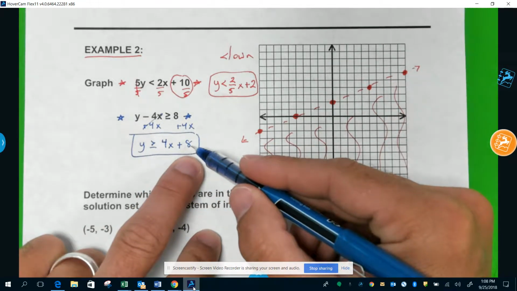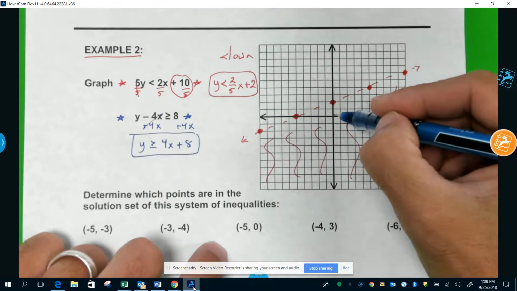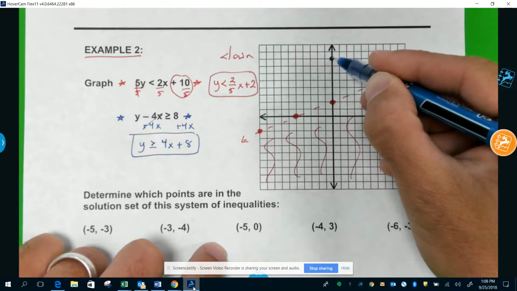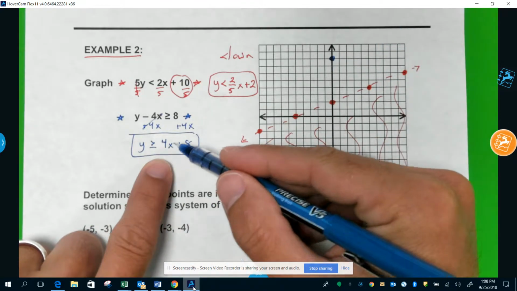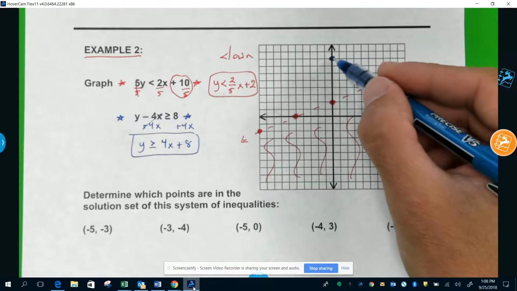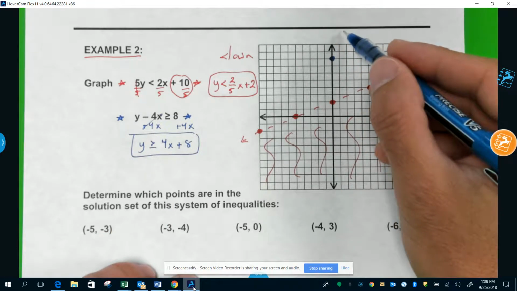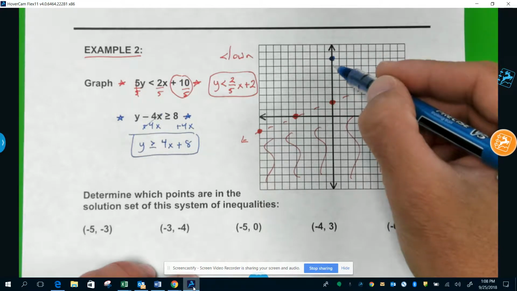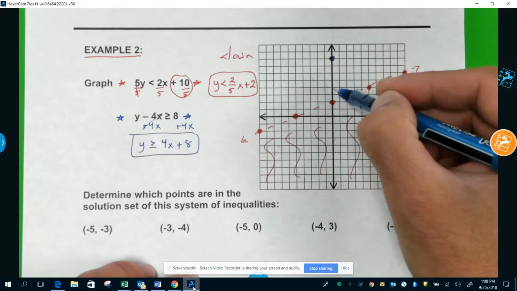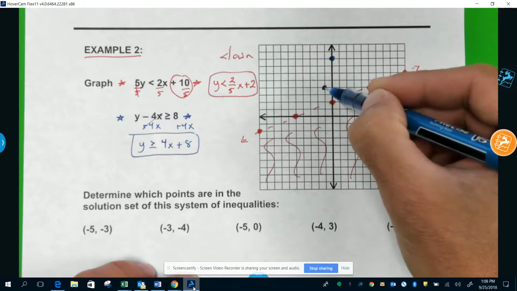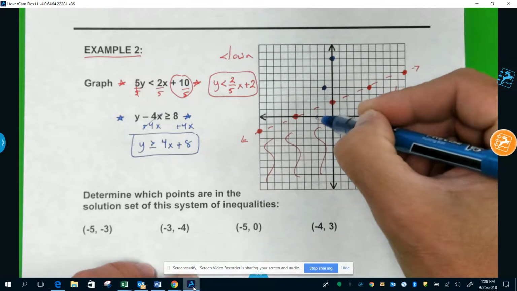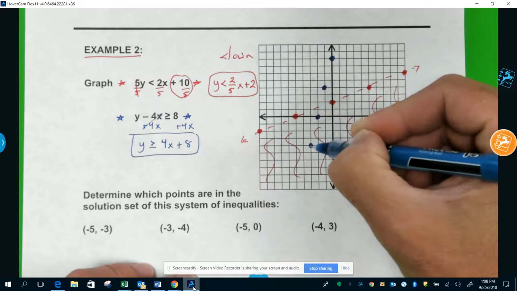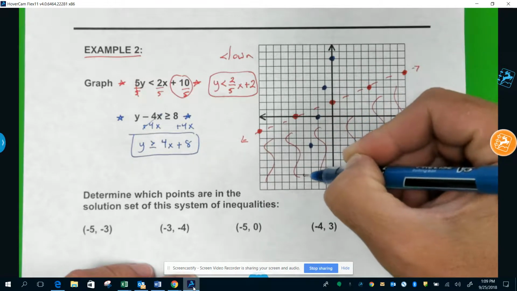Again, we always plot our y-intercept first, so we're going to plot 8 first. 1, 2, 3, 4, 5, 6, 7, 8. Okay, that's our starting point. And our slope here is positive 4, or 4 over 1. Well, if I go up 4 and to the right 1, since positive slopes are up and to the right, I'll go off the graph. So I can always go down 4 and to the left 1. Continue, down 4, left 1, down 4, left 1, down 4, left 1.